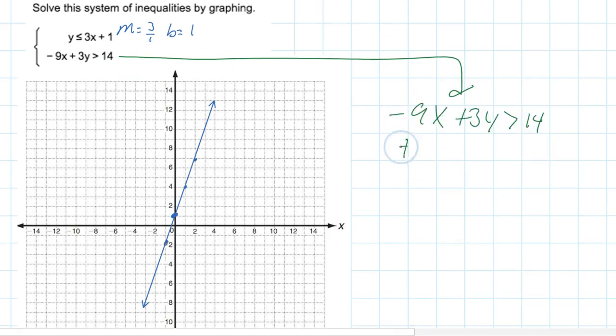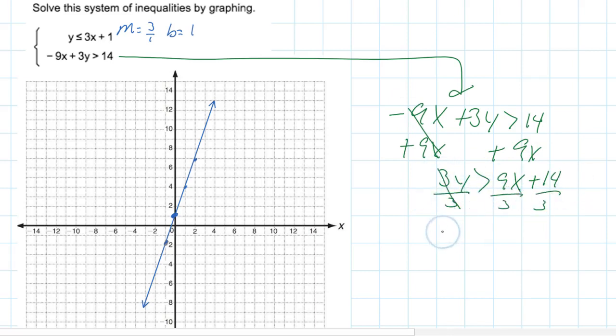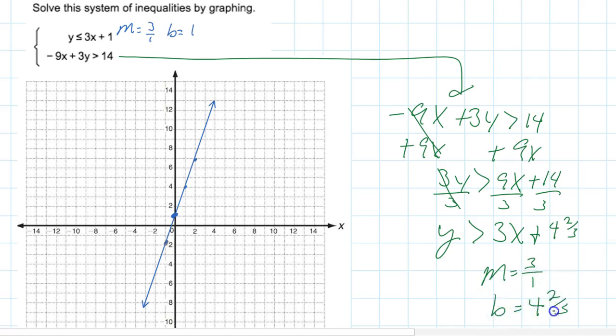Add the 9x to the other side. Divide everything by 3. That gives you y is greater than 9 divided by 3 is 3x plus 3 goes into 14 4 times with 2/3 left over. Now, why did I change it to a mixed number? Because I can't graph 14/3, but I can graph 4 2/3. So my slope here is 3 over 1, and my y-intercept is 4 2/3.